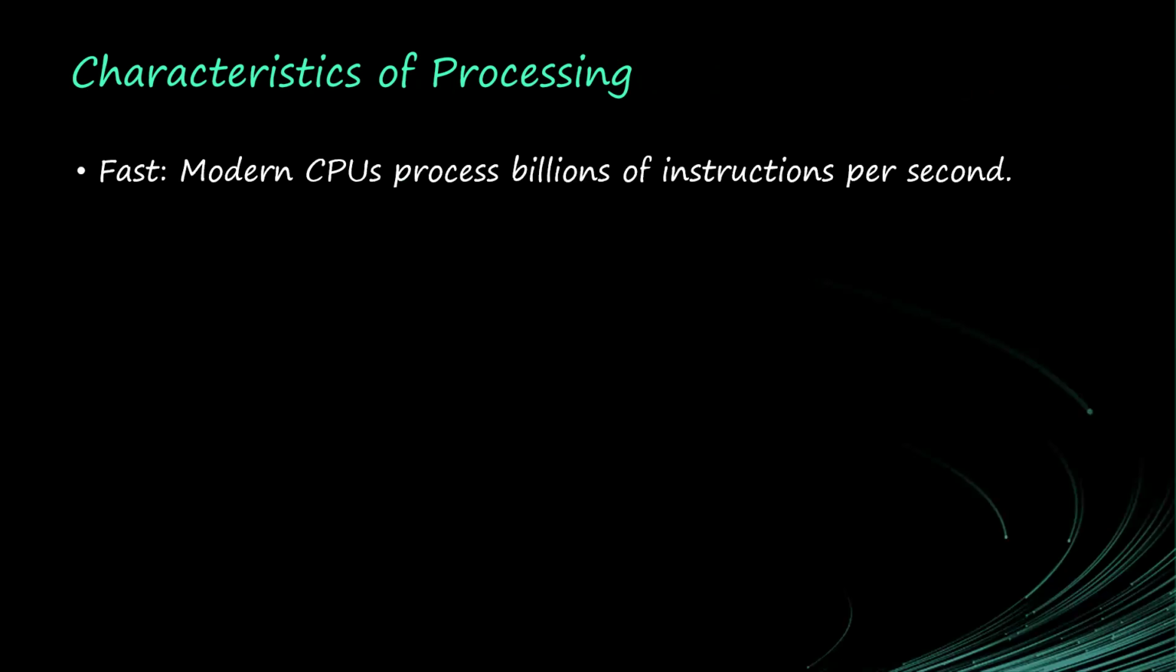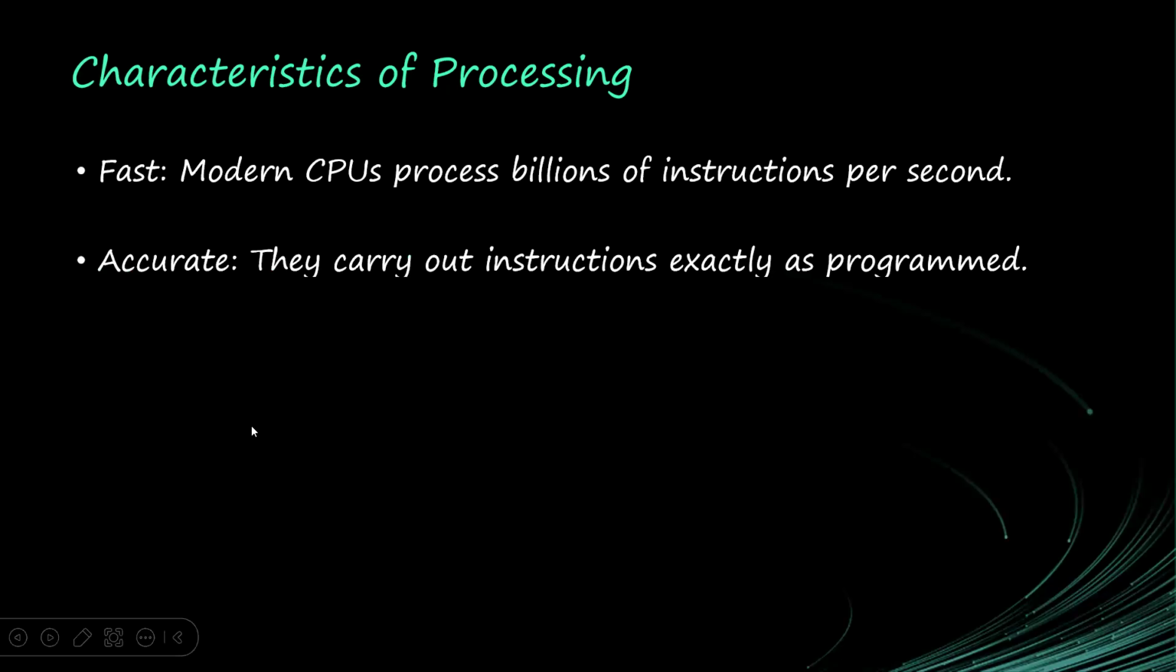So what are the characteristics of processing? Processing is very fast. The way the CPU processes information is very, very fast. Modern CPUs process billions of instructions per second. In just a second, the CPU processes billions of instructions. Now, you might not understand what we mean by instructions, but don't worry. When we get to computer architecture, we are going to break everything down so that you understand what we mean by instructions. Okay?